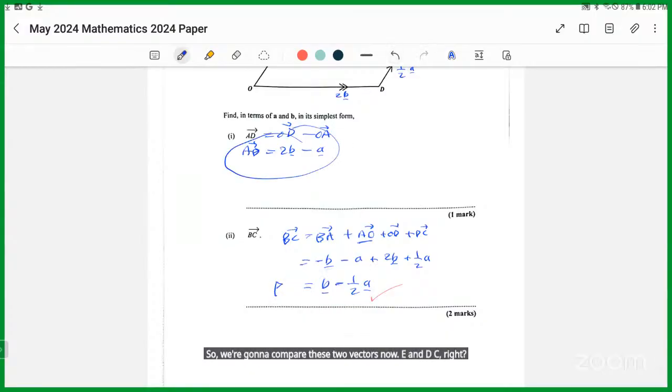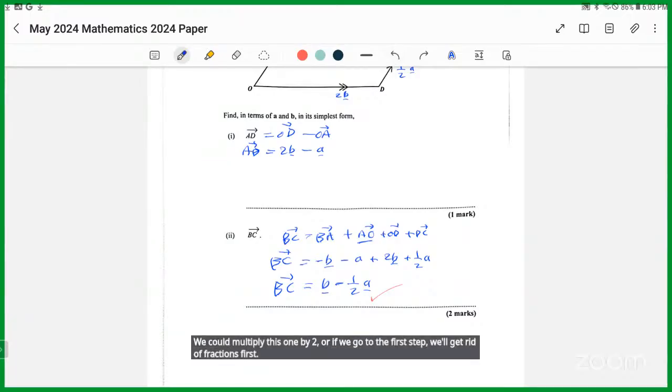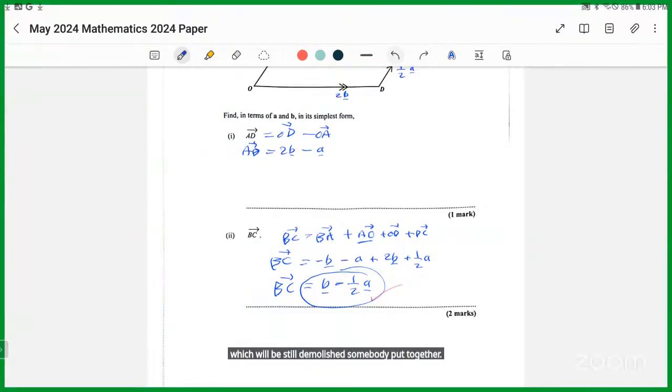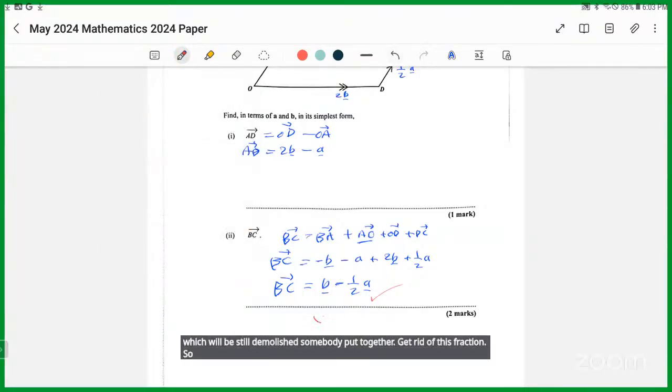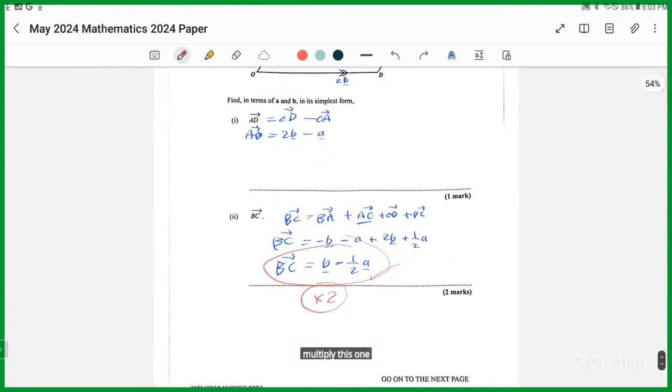Remember, this is the vector BC. And let the information tell us. So again, we want to basically go through the same process of what we would do to show that they are parallel. So this will be the smaller one compared to that. Because for example, this has a B, but this has a 2B. So this one is smaller. So to make this and this equal, we could multiply this one by 2. Or if we go to the first step, we get rid of fractions first, which will still be to multiply this one by 2 to get rid of this fraction. So if we take this second one and multiply it by 2, I want to be able to equate something with this one.